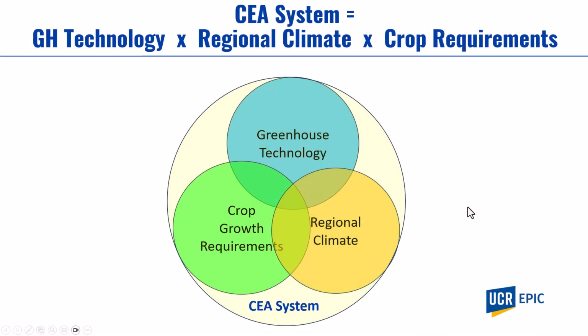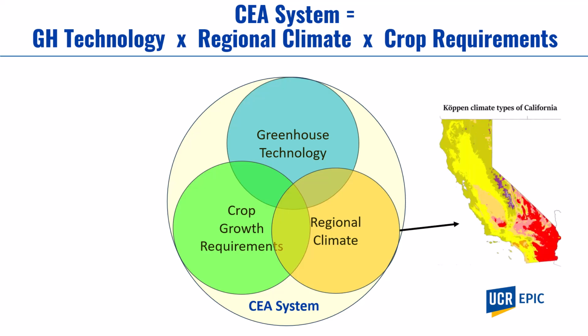What is the CEA system? We're going to keep hammering this in. It is 3 key pillars, and it is an interaction between greenhouse technology, regional climate, and the crop requirements. And when all these things interact together and are thought about in a data-driven manner, you can be highly successful in this area. In the first 2 lectures, we talked a fair amount about greenhouse technology and the different technology levels. Today, I'm going to focus primarily on regional climate in California.